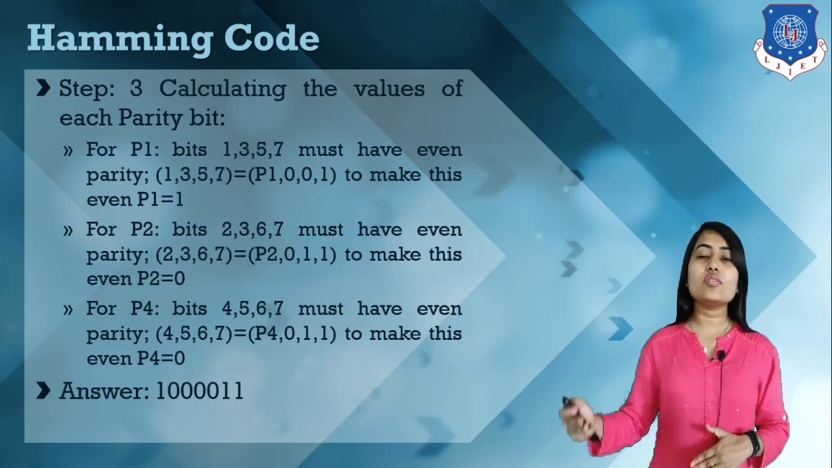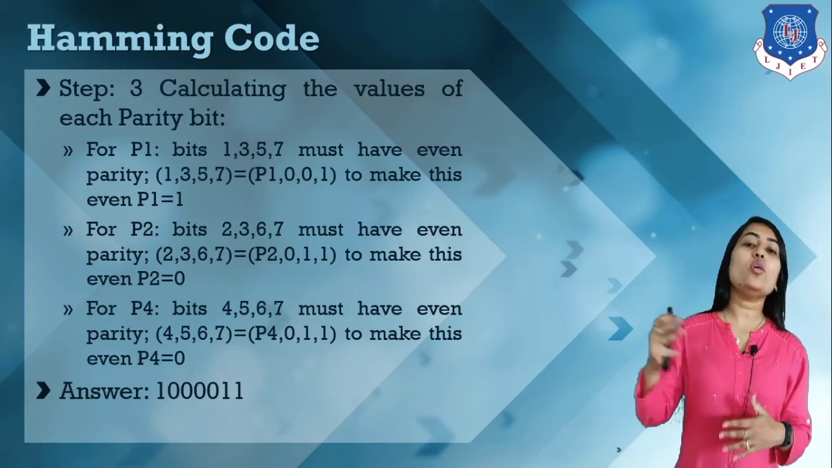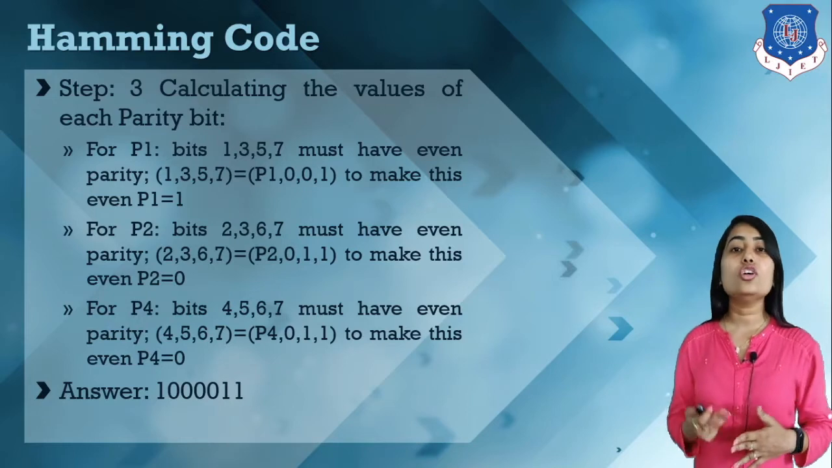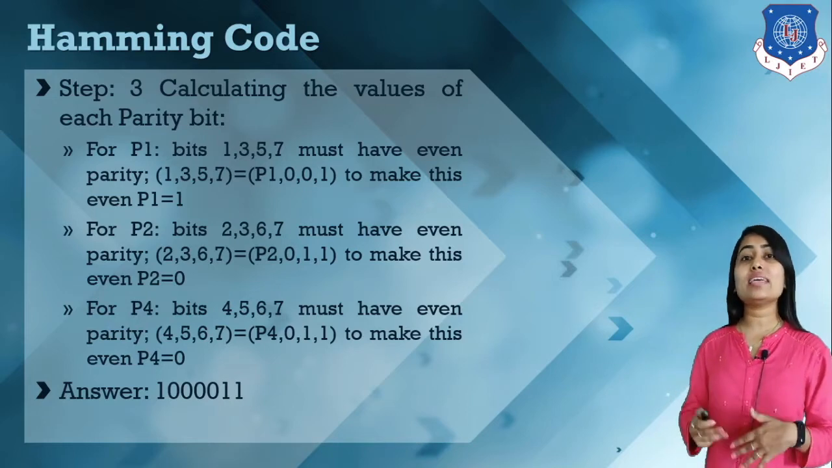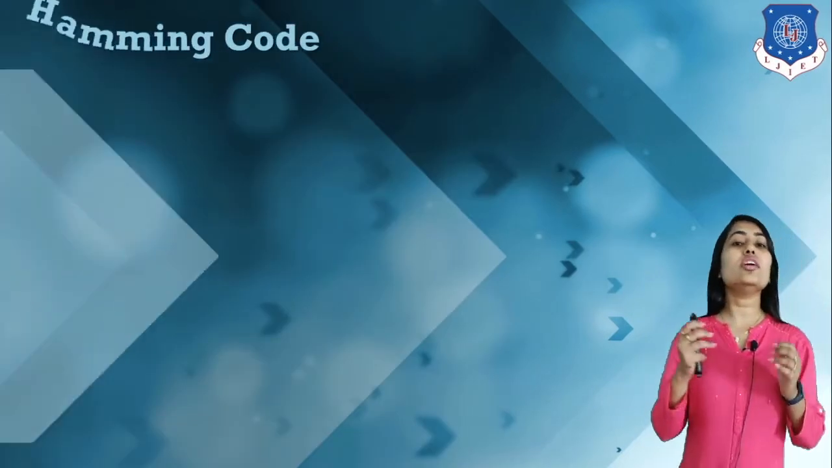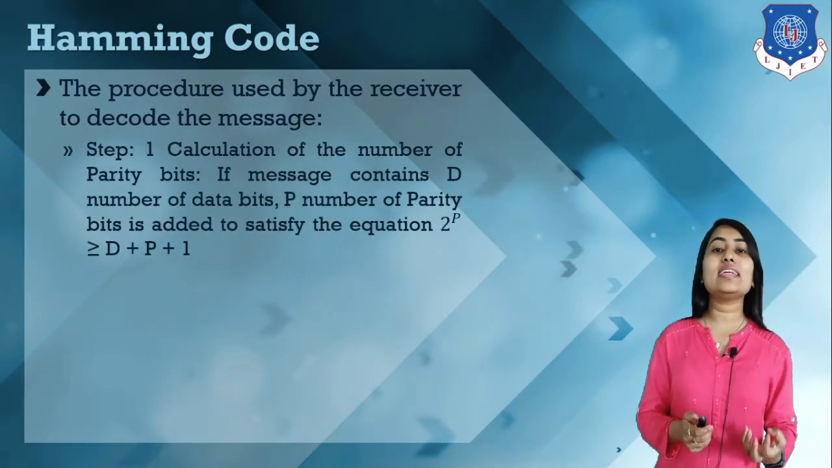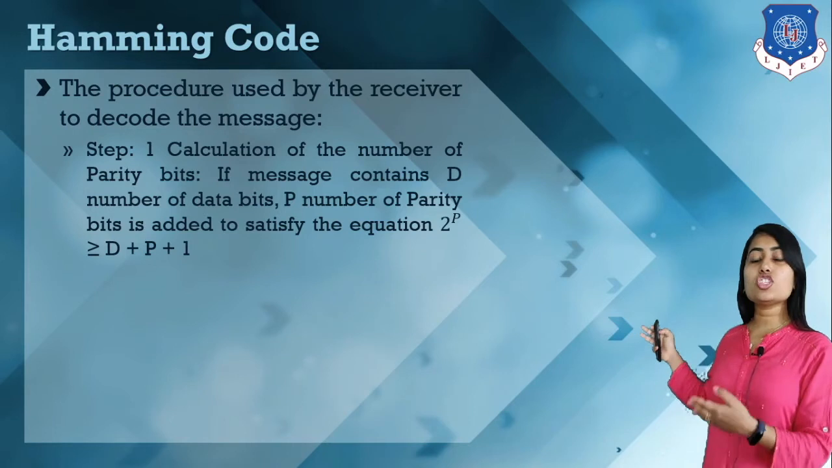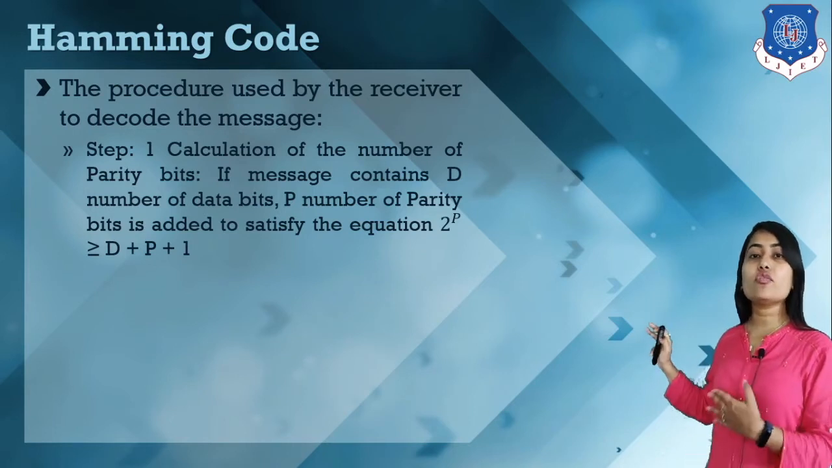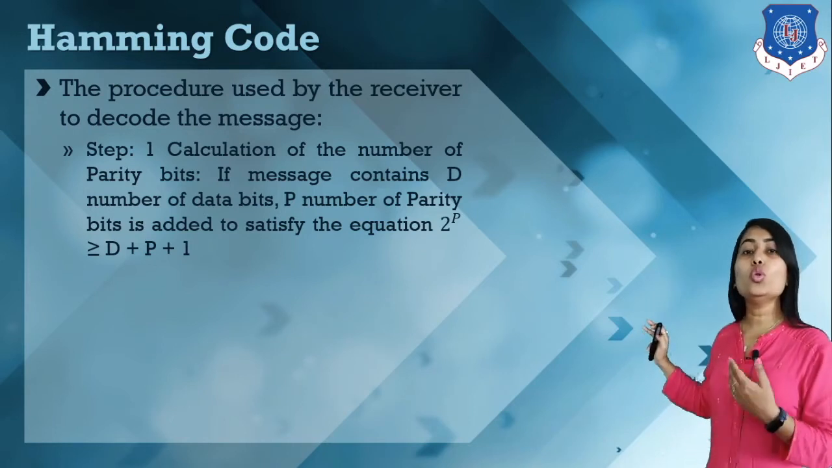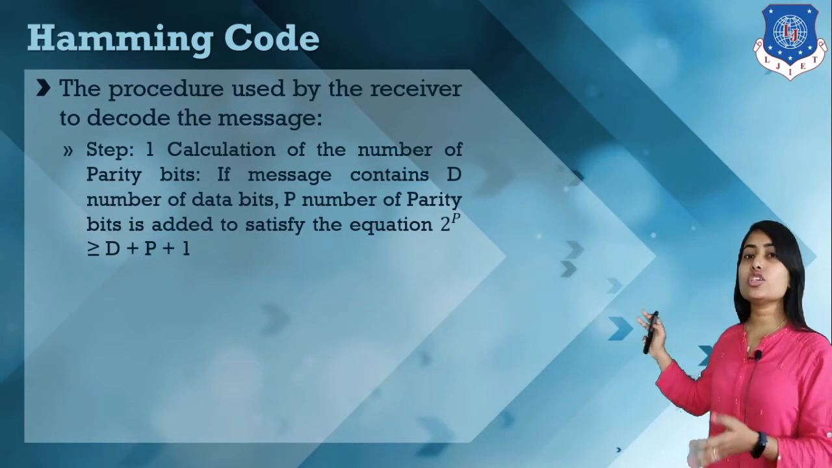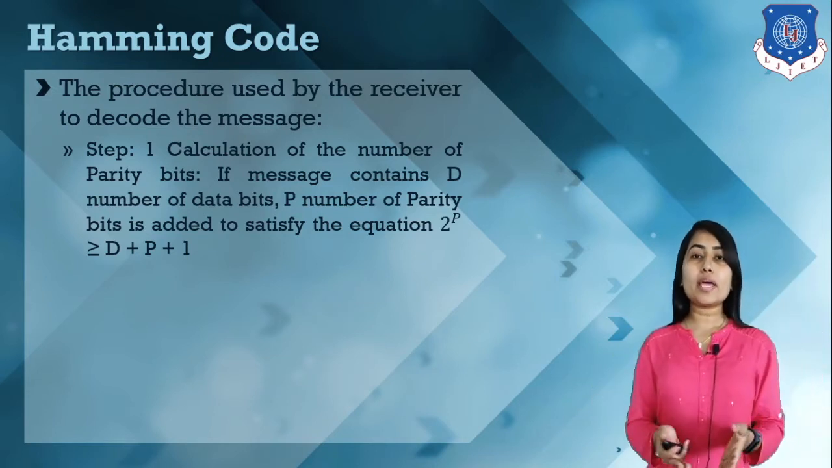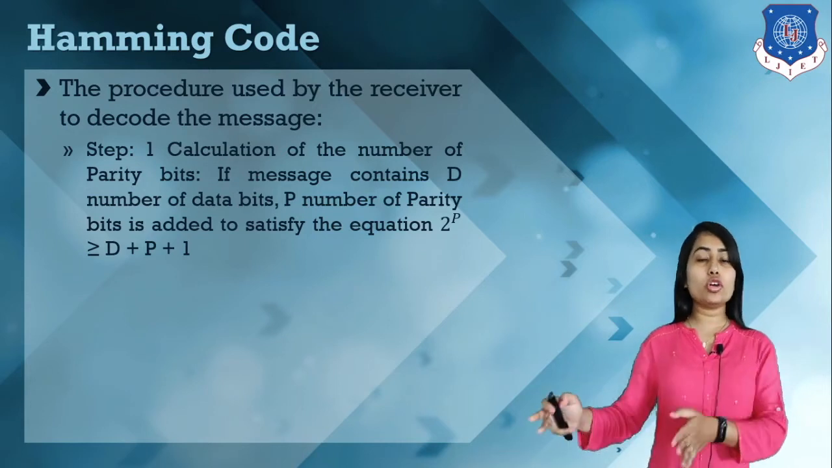Now how can the receiver decode this message, how can it identify if any error occurred, and how does it correct the error? So let's check the procedure followed by the receiver, how the data is corrected. Okay, so again these are the procedures followed by the receiver for error correction, or to locate the erroneous digit. Okay, so step number 1, first we have to calculate what number of parity bits are included and what number of message bits there are.